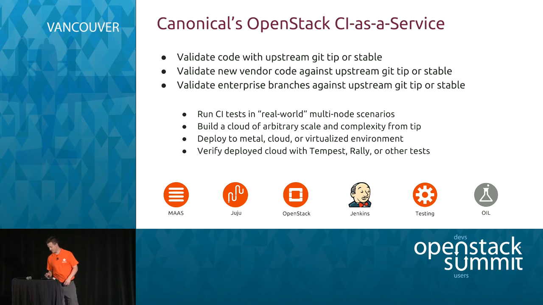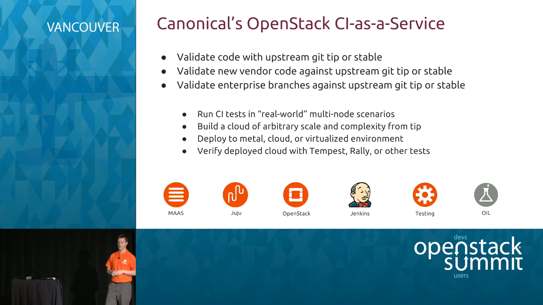So, Canonical CI as a service. I've probably mentioned these. The goal is to be able to validate code with upstream Git tip or stable releases. I've tested it with stable Icehouse, stable Juno, stable Kilo, and master branch, and it's all been good. There will be breakage in our charms as master evolves, because our charms do the deployment, the config management, and the lifecycle management of Cinder or Keystone or this or that. And so we obviously have to update those every cycle.